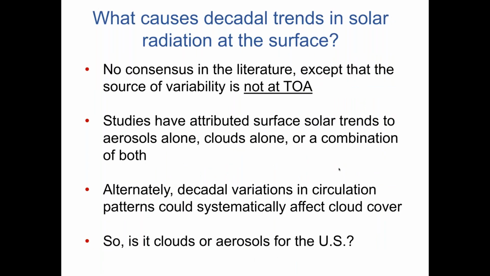So that raises the question, what causes these trends in solar radiation? There's a lot of literature, but I have found no consensus on what causes it, except that everybody agrees that the source of the variability is not at the top of the atmosphere. It's not in solar variation. Studies have attributed surface solar trends to aerosols alone, clouds alone, or the combination of both. Alternately, decadal variations in the circulation patterns could systematically affect cloud cover. That's been mentioned. So for the US, we had to determine if it was clouds or aerosols causing the brightening and dimming.